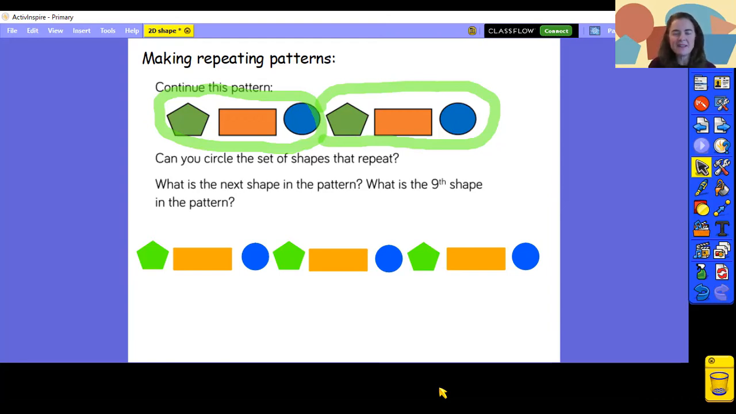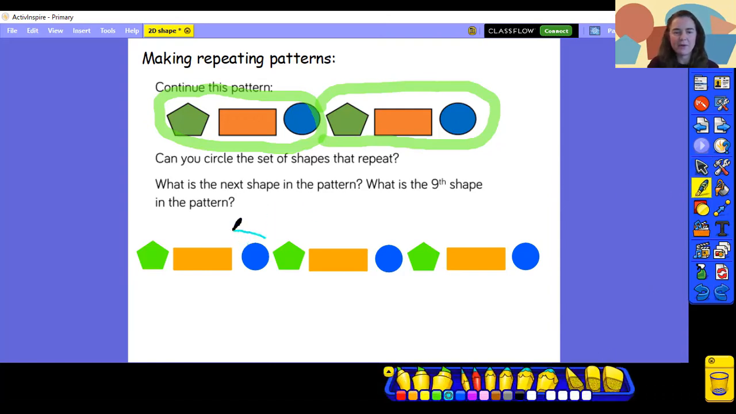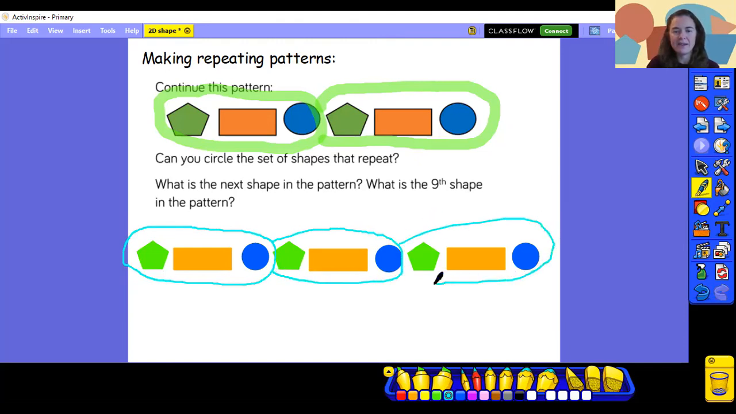Okay, so I've repeated the pattern below. So let's draw around the repeat. So we've got pentagon, rectangle, circle, pentagon, rectangle, circle, pentagon, rectangle, circle. So I've repeated my pattern. And I've made sure I've tried to replicate the colours, because when you're doing a repeating pattern, the colour is actually really important, because I couldn't put a green pentagon here and then a red pentagon here, because I've got to look at the shape and the colour. So that is part of the repeating pattern.